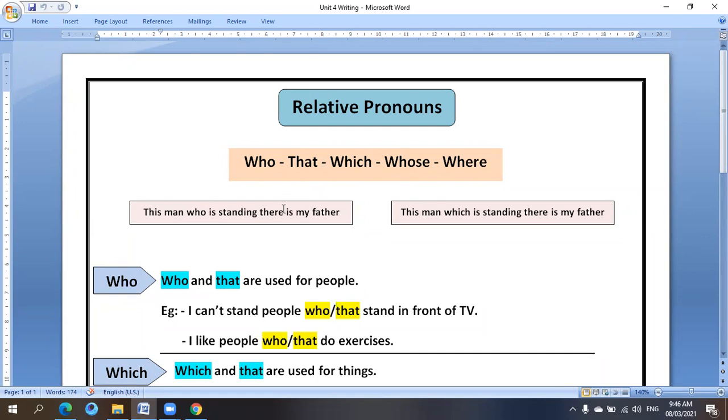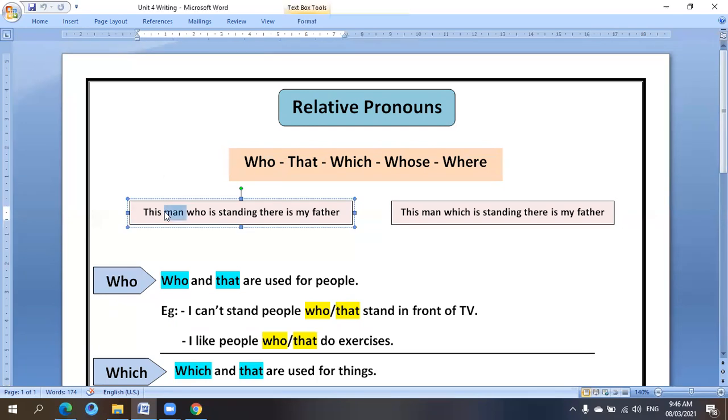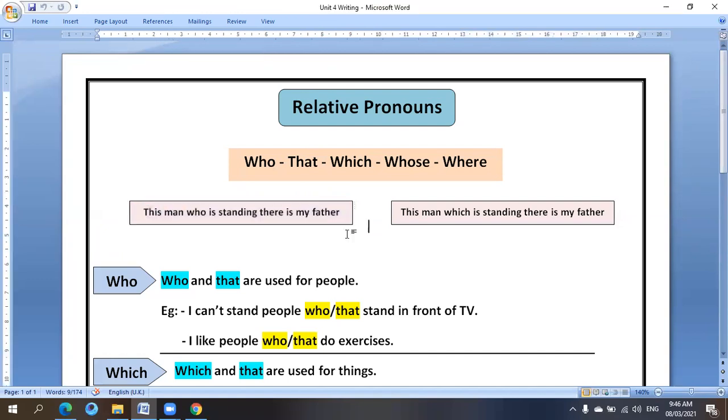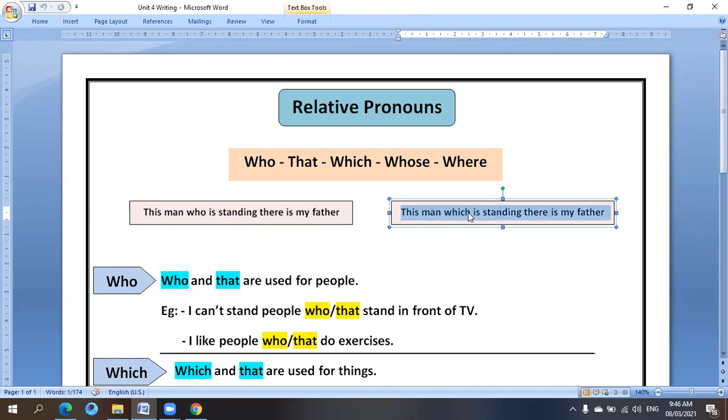Ibrahim, can you read this example, please, for me? This man who is standing there is my father. Okay, so the other one, please, Ibrahim. This man which is standing there is my father. Okay, thank you, Ibrahim.